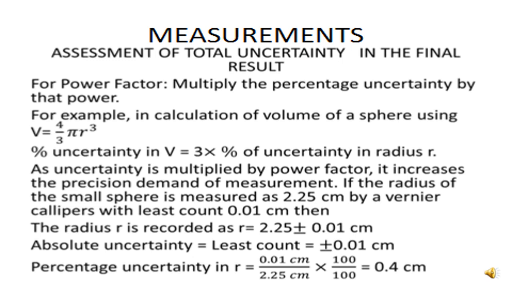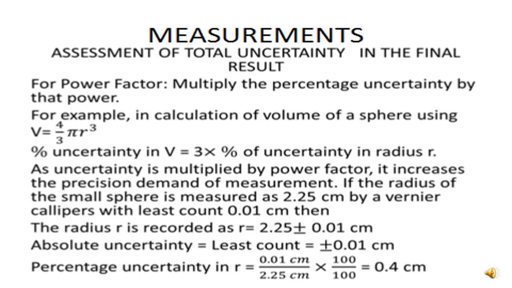Now for power factor, multiply the percentage uncertainty by that power. For example, in calculation of volume of a sphere using V is equal to 4 by 3 pi r cube, percentage uncertainty in volume V is equal to 3 multiplied by the percentage uncertainty in radius r. As uncertainty is multiplied by power factor, it increases the precision demand of measurement.